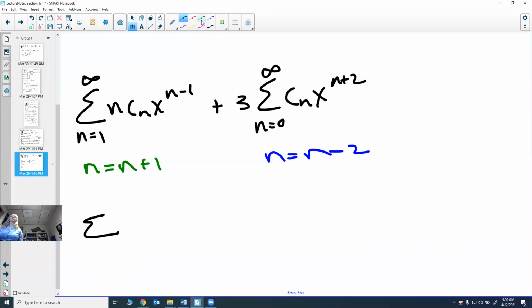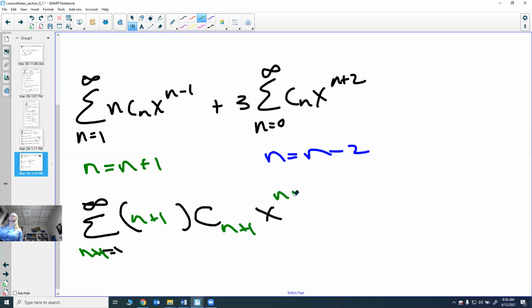So I'm going to have n plus 1 equals 1 to infinity. Then I'm going to have n plus 1, instead of that n there. c sub, instead of being just n, it's going to be c sub n plus 1. x to the, I'm replacing that n with n plus 1. And then I have that minus 1 there.